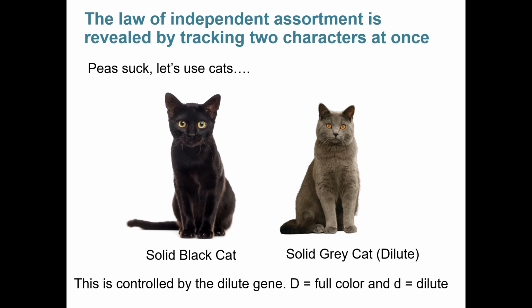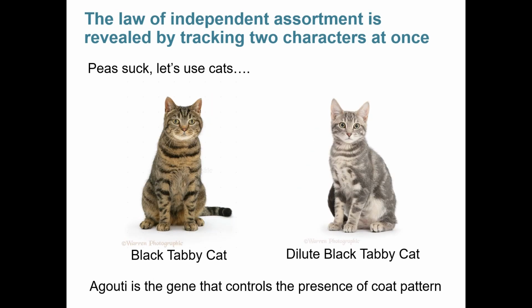The second trait we're going to look at is whether or not the cat has stripes. This is controlled by the agouti gene, which determines the presence or absence of a coat pattern. What exactly those stripes look like is controlled by several other genes, but we won't be thinking about them quite yet. So that you can get an idea of what these traits look like together, the cat on the left would be a black cat that has a pattern, whereas the cat on the right would be a dilute cat that has a pattern.